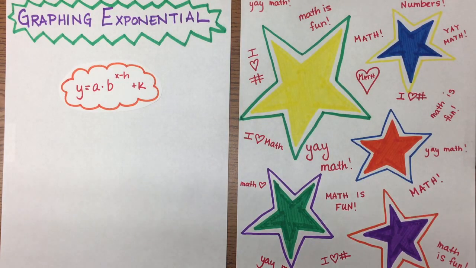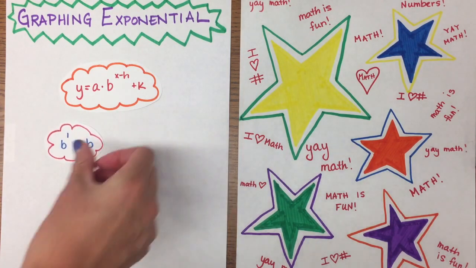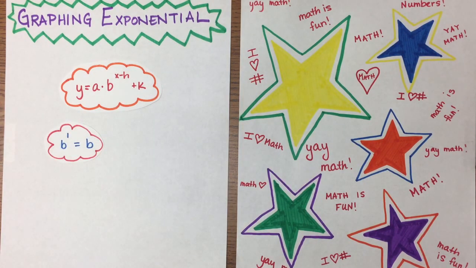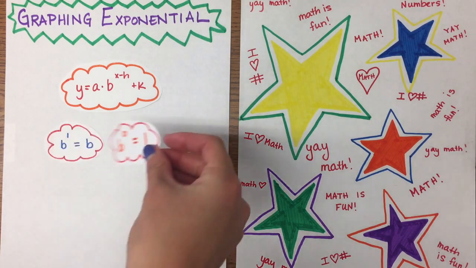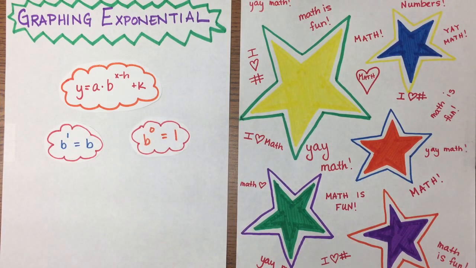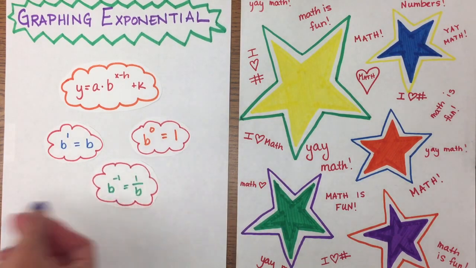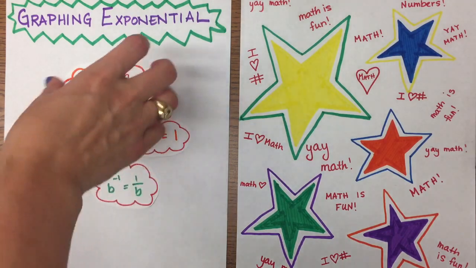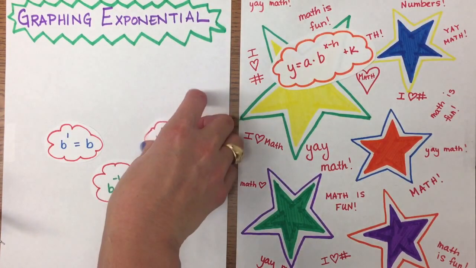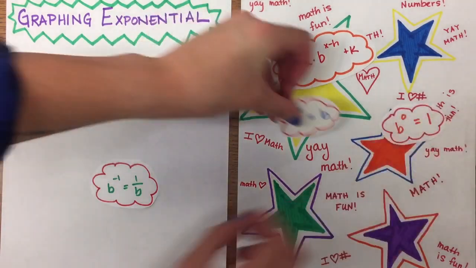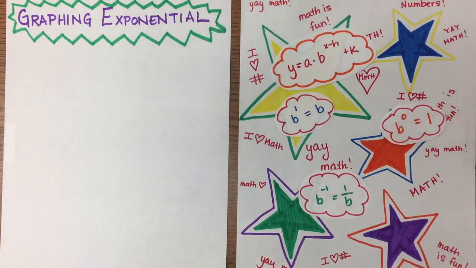We have a couple key things that we want to remember when we're graphing. That is b to the 1 is equal to b, b to the 0 is equal to 1, and b to the negative 1 is equal to 1 over b. So we're going to keep all of this information in mind over here as we get an example problem up.